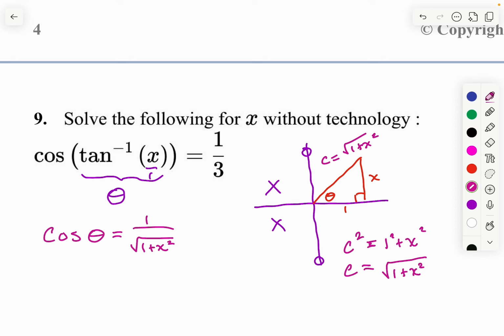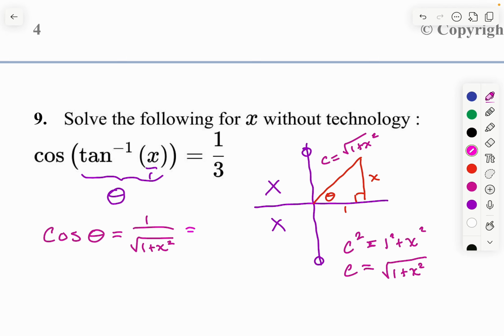Okay, and the good news is it wouldn't even have mattered. You might just note it wouldn't have mattered if I drew it in this quadrant, right? Because the hypotenuse would still be the square root of 1 plus x squared, but the x coordinate here is positive regardless. So that just means it doesn't matter which of the two quadrants we drew in.